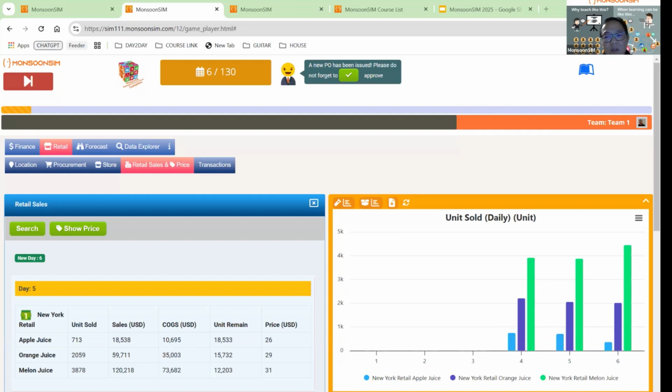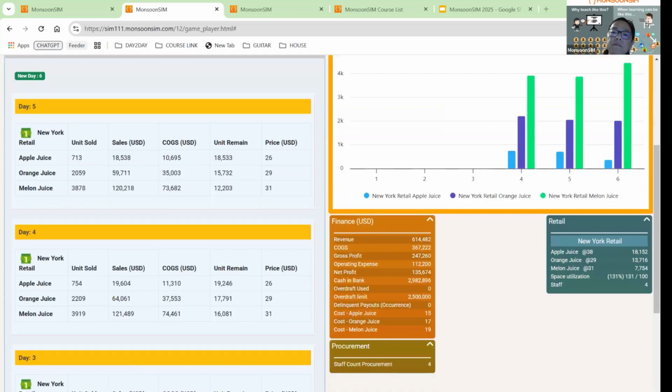So everything is related. Everything is based on logic that they have to analyze, and nothing is static. Every time you reset the game, the whole dynamics of the game changes. For example, the demand changes, the forecast changes every time you reset the game. So for the student, there is no one way to win the game. Every game they have to think and strategize carefully. This is a very simple demonstration of the MonsoonSIM game mechanism.